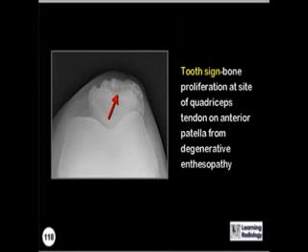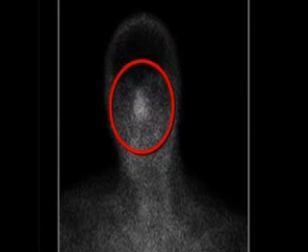This is the tooth sign of bone proliferation at the site of the quadriceps tendon insertion on the anterior patella from degenerative enthesopathy. What is the name of this sign?